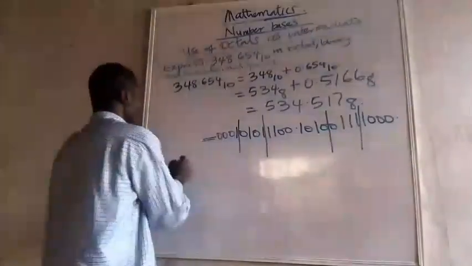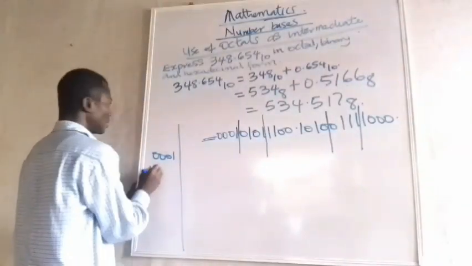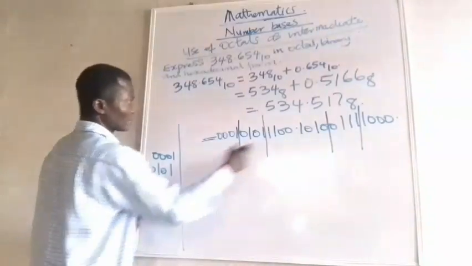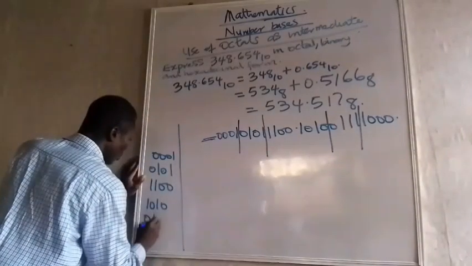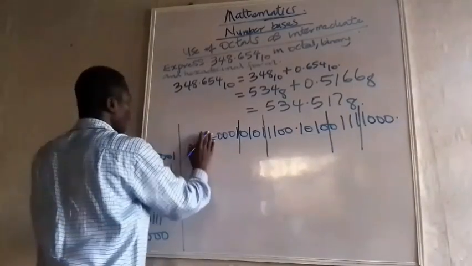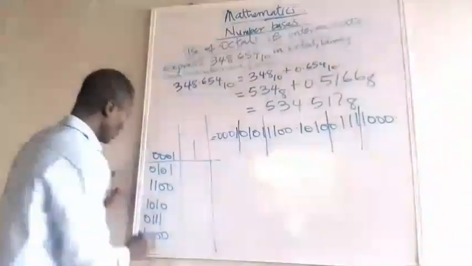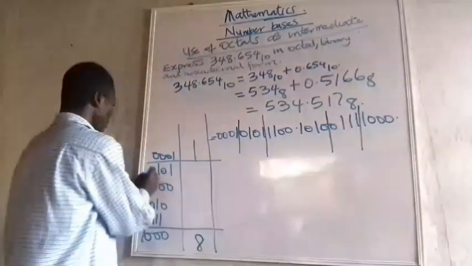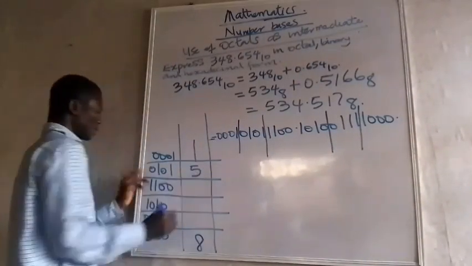Let's see. 0, 0, 0, 1. 0, 1, 0, 1. 1, 1, 0, 0. Here again we have 1, 0, 1, 0. 0, 1, 1, 1. And 1000. So what does this one give us? Here this one is 1. At least I know that one. Here this one is 8. This one is 5. 0, 1, 0, 1.